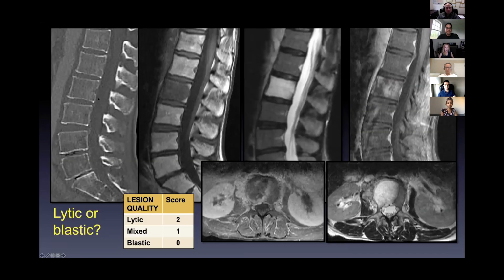So for the SIN score, I love this slide because you have to decide if it's lytic or blastic to give it a score. This one came into the ER, and I always tell people, I defy anybody to find a met there, let alone tell me if it's lytic or blastic. But on the MRI, you can see clearly there is a met right here in L2. T1 hypointense, STIR hyperintense, enhancing. And here on the axials, there's paraspinal disease, a little bit of epidural disease. I say just call that one mixed, give it a 1, because we can't really tell.